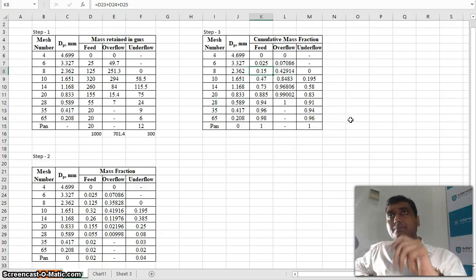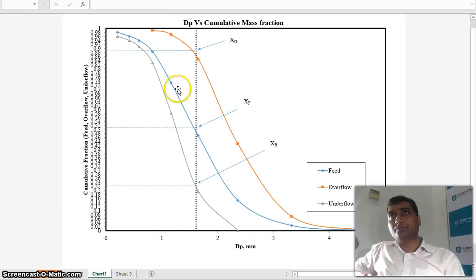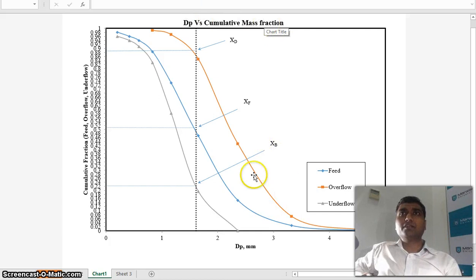Next, step number 4 is what you have to do. You have to plot dP versus cumulative mass fraction of feed, overflow and underflow. So I have plotted this graph of dP versus cumulative mass fraction, right? You will be able to see various curves depending upon the data. On the x-axis is your dP in mm, and this is the cumulative fraction of feed, overflow and underflow, right?